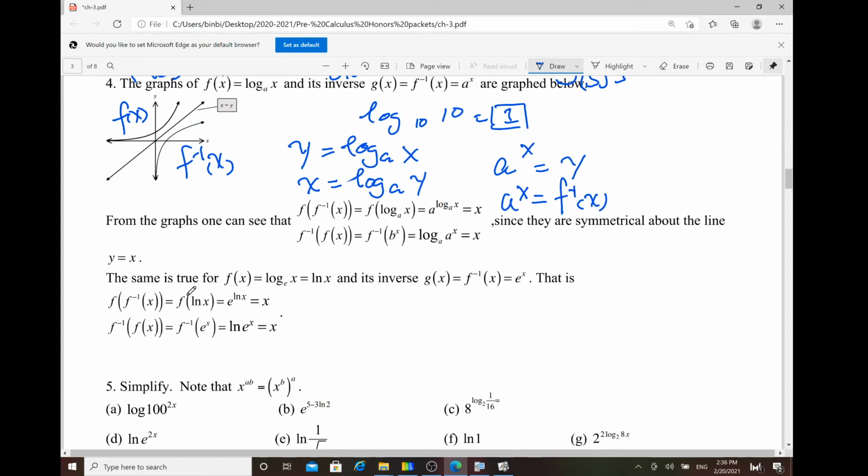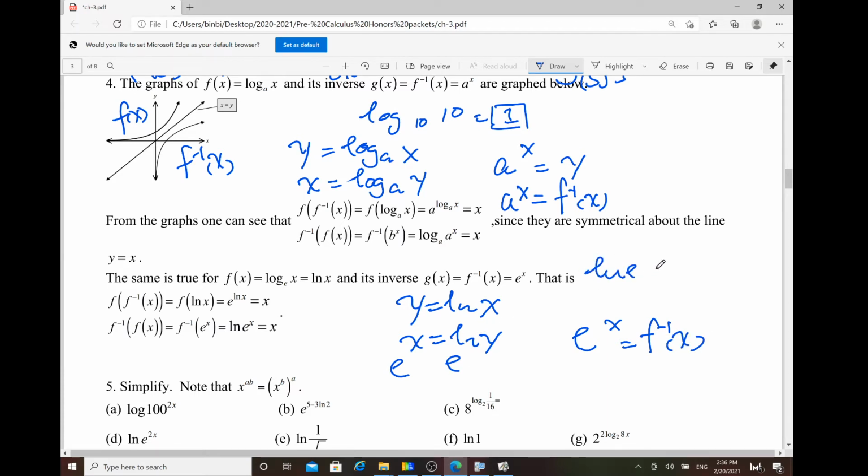The same thing happens for log base e of x, which equals natural log of x. The inverse of that is the exponential function, e to the power of x. So let's try that. y equals natural log of x. To find the inverse, we swap the variables and then take base e on both sides. So we get e to the power of x, which equals inverse of f of x. Keep that in mind: e to the power of natural log is the same as natural log of e, which is 1, so 1 times y, which is y, the inverse of f of x.